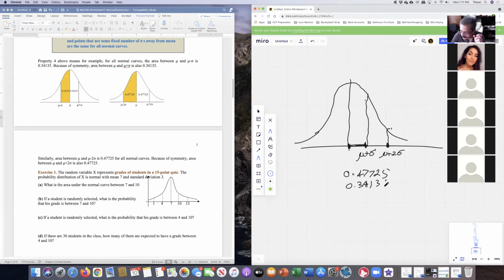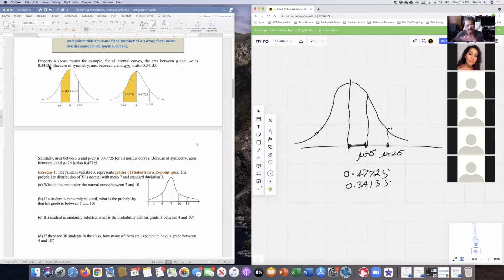So, Professor, how do we declare which ones are the numbers for each side? No, those numbers are given to you. No matter what the mu and sigma are, mu and sigma will be different for different things going on in life. Whatever they are, between mu and mu plus sigma, the area is always 0.34135.